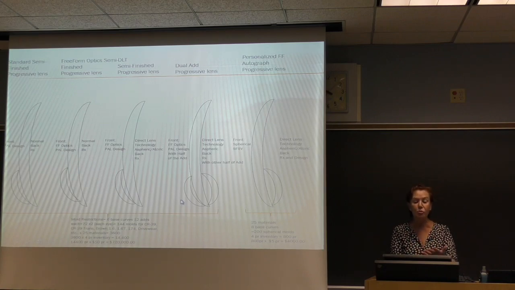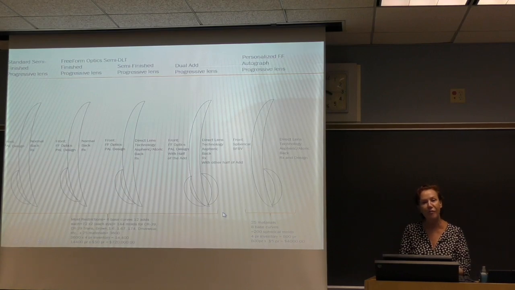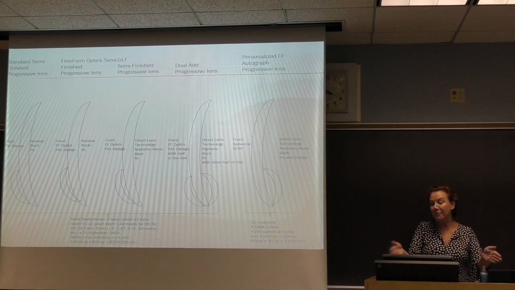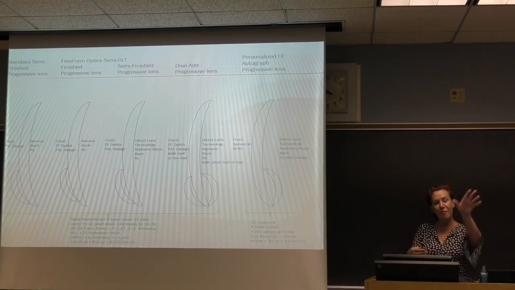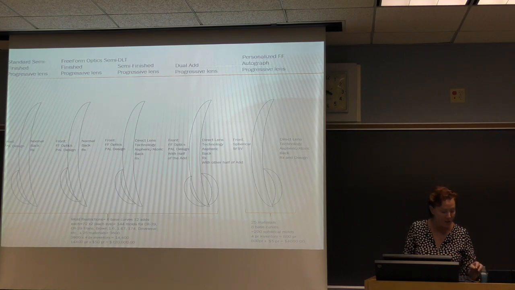And then we went into dual add, where they put half the add on the front in the design and half the add in the back through freeform technology, which widens the field of view at near for reading, but not for everything else. And finally, direct technology, aspheric, atoric, completely back surface design that we can also personalize for different viewing tasks. That's the highest level of freeform technology.